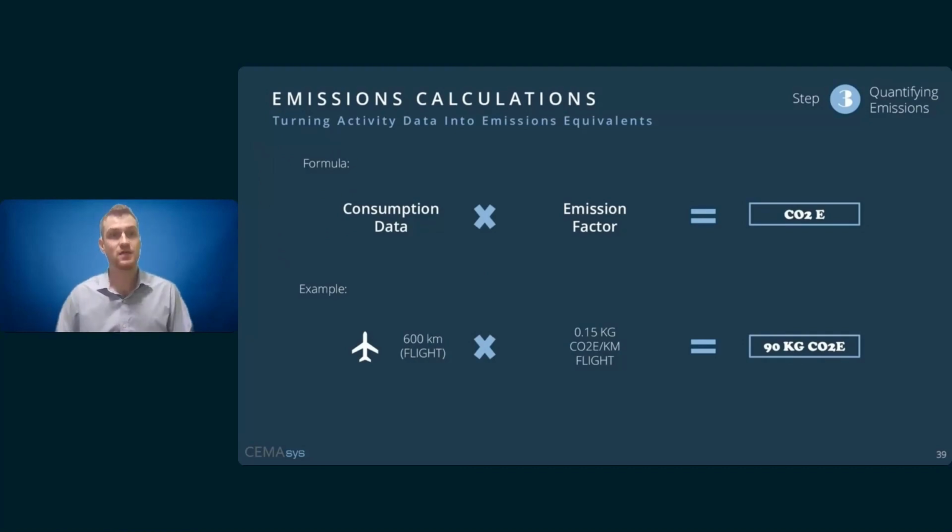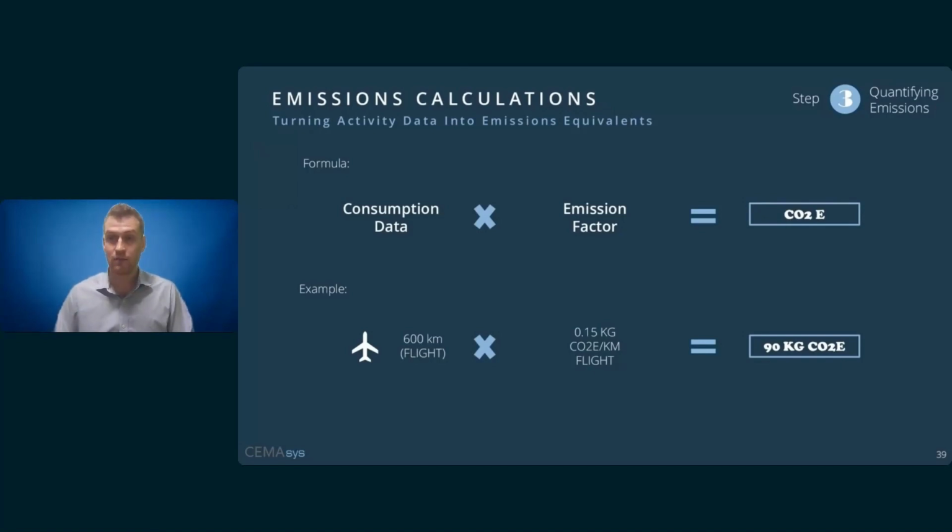Okay, so taking us back to this slide, which should look familiar from the beginning of the presentation. This is step 3, emissions calculations. Here, we convert all of that activity data into CO2 equivalents. The biggest task in this step is going to be locating the correct emission factor.